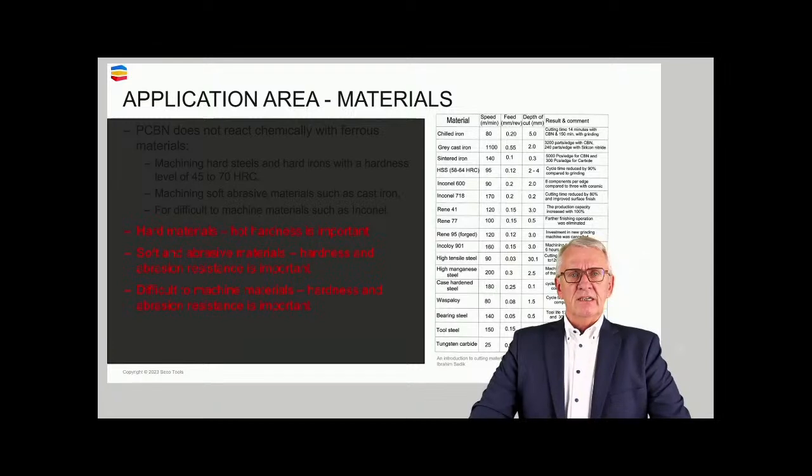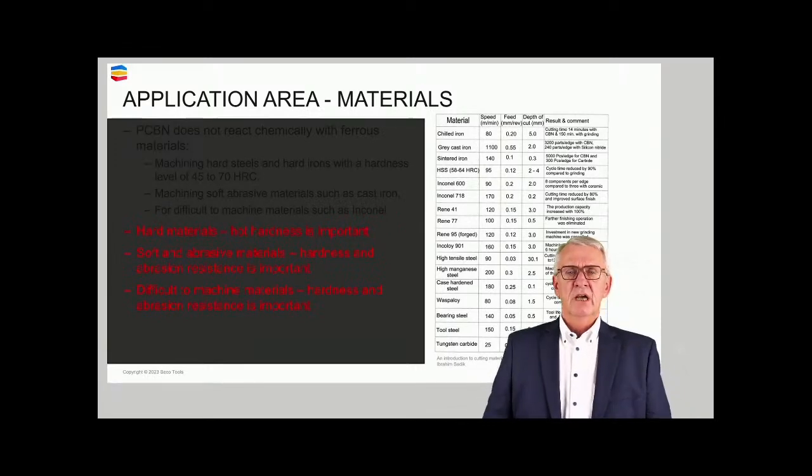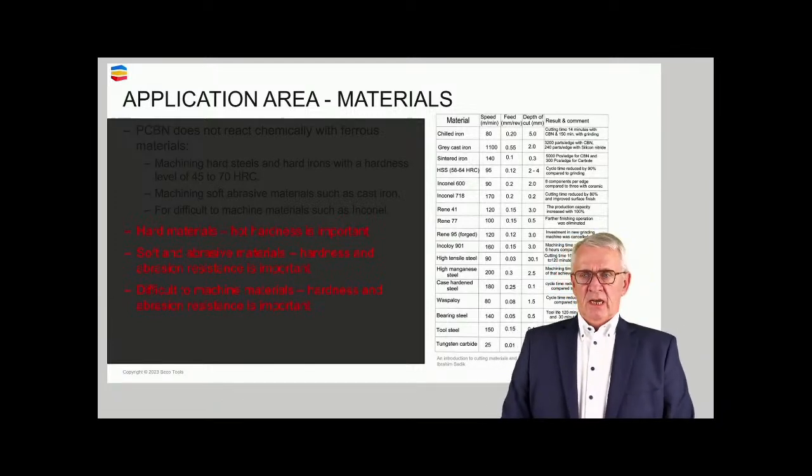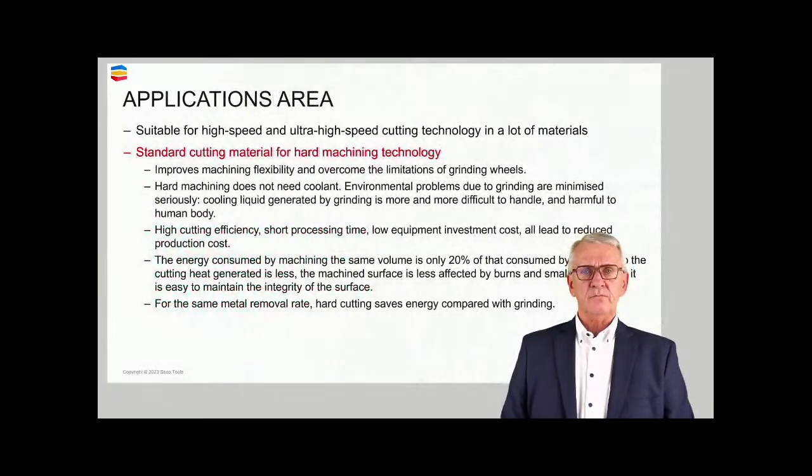Typical for CBN materials, PCBN materials, is hard workpiece materials where the hot hardness is the important element. We can use PCBN also in soft and abrasive materials. There the hardness and the abrasion resistance of PCBN are going to be the features that are important for us. And there are applications in the so-called difficult to machine materials where also hardness and abrasion resistance is important.